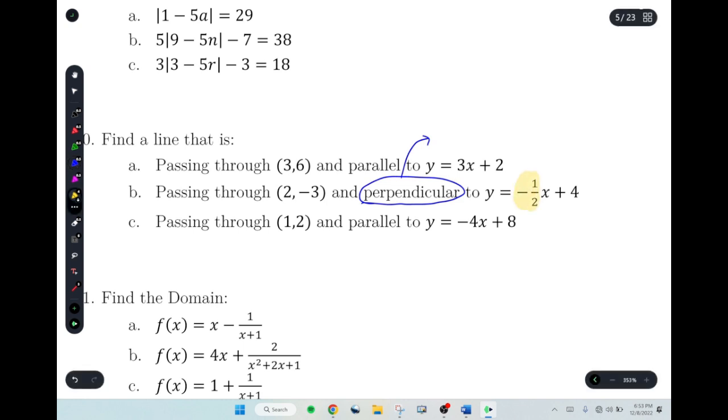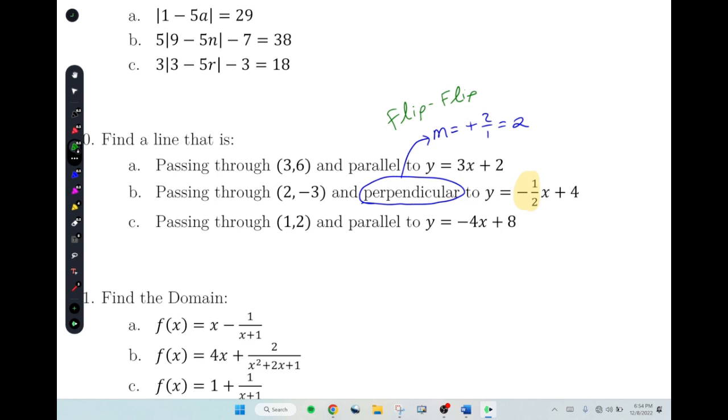If this is our slope right there, if you see perpendicular, it's 2 words. Well, it's actually 1 word, it's twice. Flip, flip. Flip the fraction, flip the sign. So the slope for this thing is m equals positive 2 over 1, which is technically just 2. So perpendicular means flip the fraction, flip the sign, flip both. Not just one thing, 2 flips.